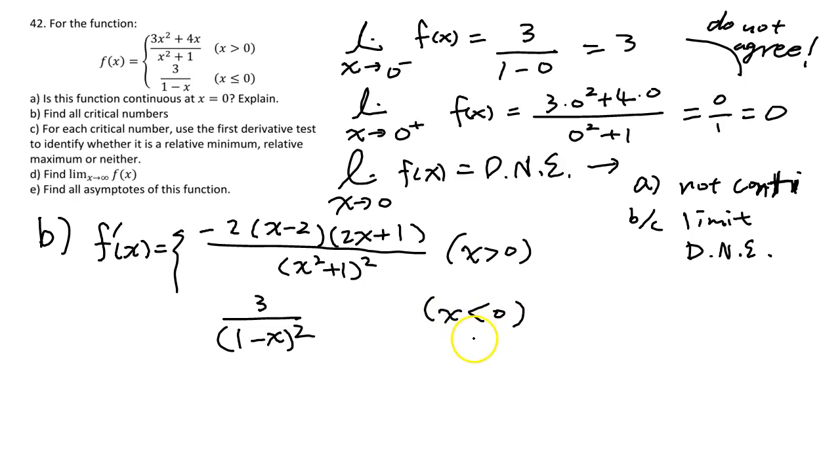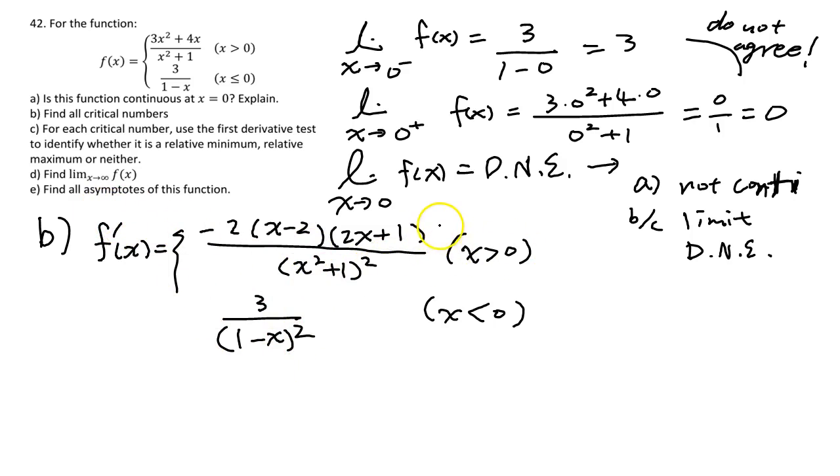Now, one thing that you have to be careful about is that this is valid only for x strictly less than 0, because we already know that f is not continuous at x equal to 0. Since it's not continuous, f prime cannot exist at x equal to 0. So it would be wrong to include 0 for this one. Okay? So these are the derivatives.